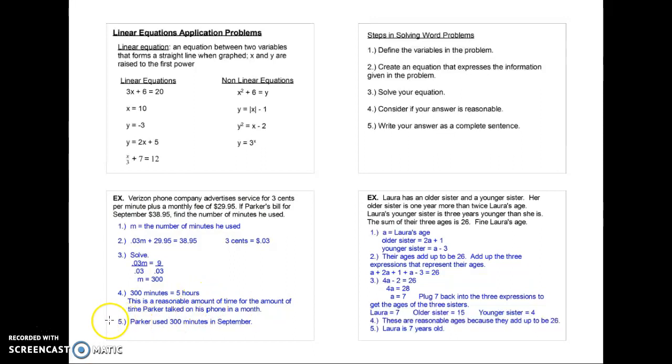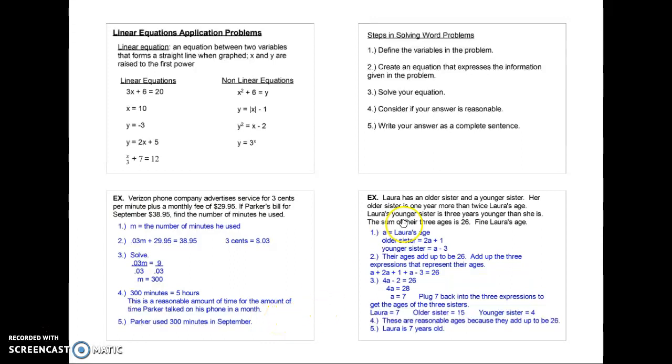Now, step 5 is also very important. You need to write your answer in a sentence format. So you're going to restate the question. The question said find the number of minutes he used. So our answer is Parker used 300 minutes in September. So you need to be using complete sentences.